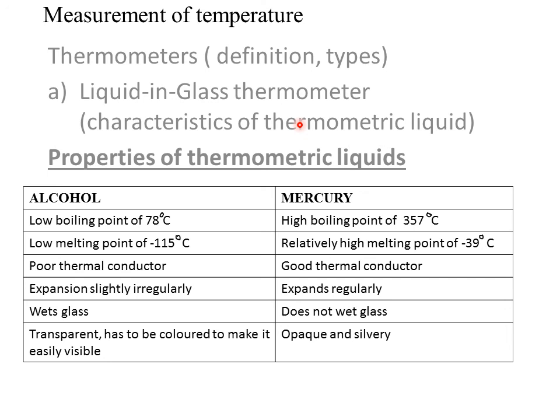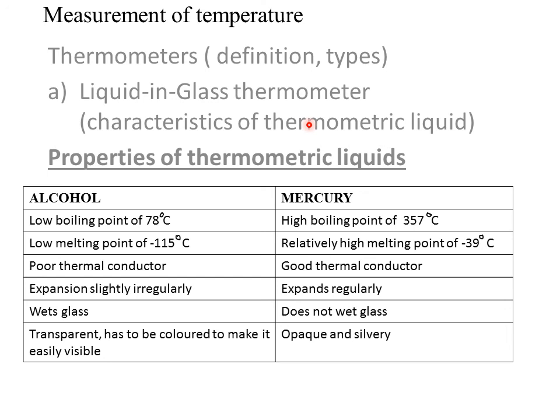To increase those values, the liquid should have a very low melting point and a very high boiling point, so that it can record temperatures even when they drop to negative, and it can also record very high temperatures of maybe greater than 100 degrees Celsius. So the liquid should have a wide range of temperature.